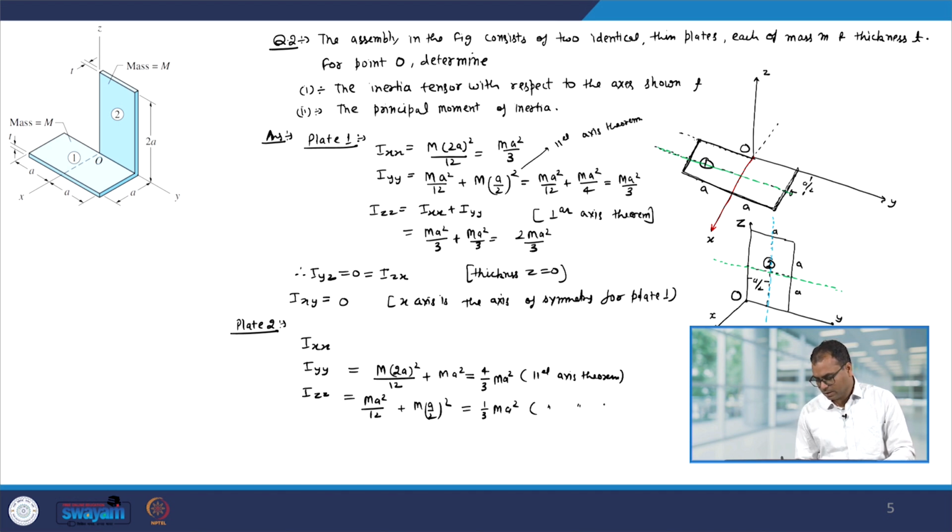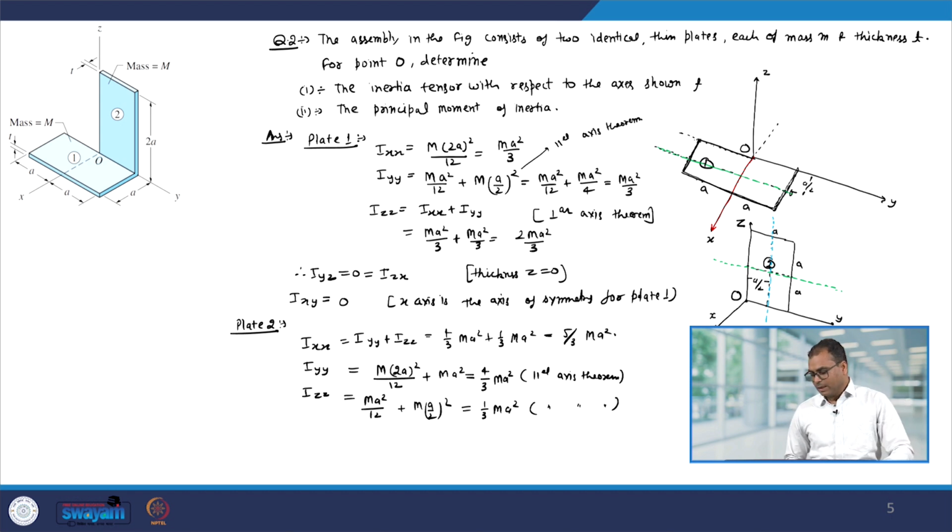This is again the parallel axis theorem, and I_xx will be I_yy plus I_zz, because the plate lies in the yz plane. So, that is equal to 4 by 3 ma² plus 1 by 3 ma², and that is equal to 5 by 3 ma².